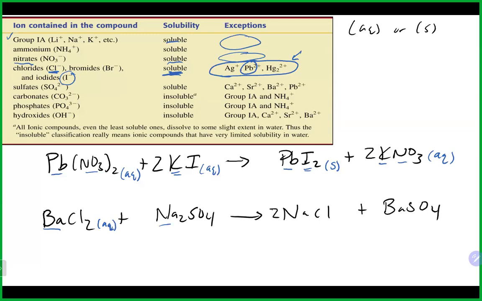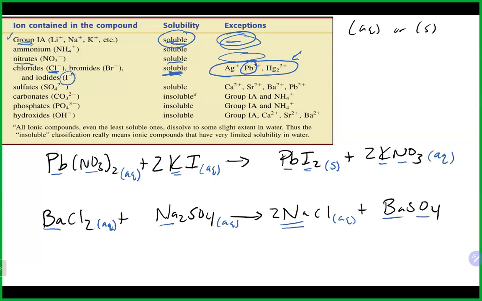I see sodium, which is group 1, and that's as far as I need to look because there are no exceptions for group 1. And that means that that is going to be aqueous as well. Over here, once again, I do see sodium, same response there, group 1, soluble in everything, no exceptions, going to be a solution.